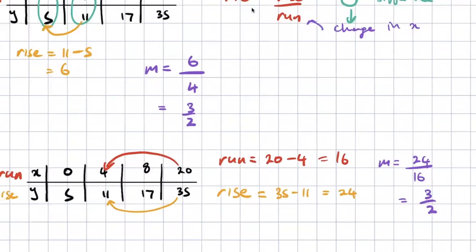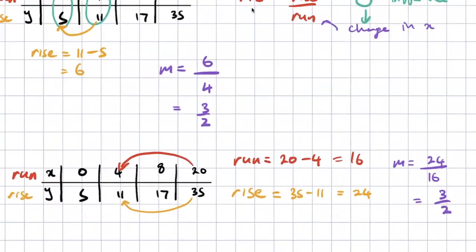So it doesn't matter which 2 points you pick, they'll always give you the same answer. The main thing that you have to be very careful of is, if I do 35 subtract 11, I also have to do 20 subtract 4. Just make sure that you keep your order in the correct order.